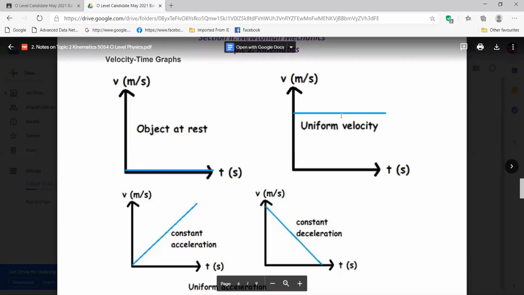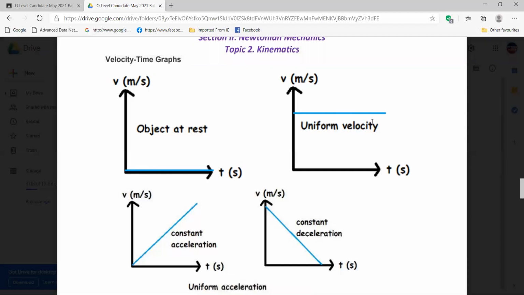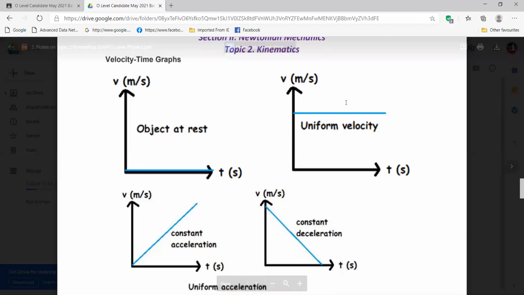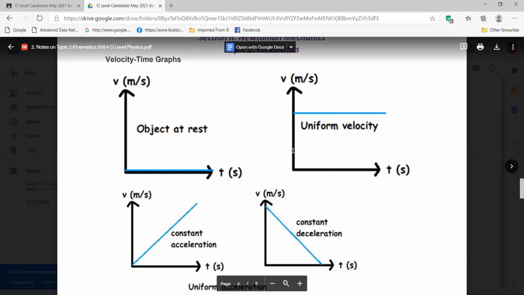Then we have the second one, uniform velocity. In a distance time graph for uniform velocity, we got this way, right? From the origin upwards. But here we are getting a horizontal line to the time axis.